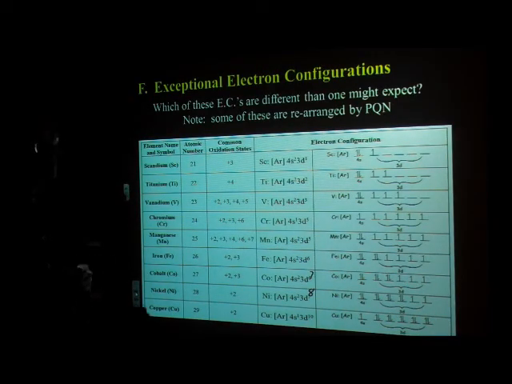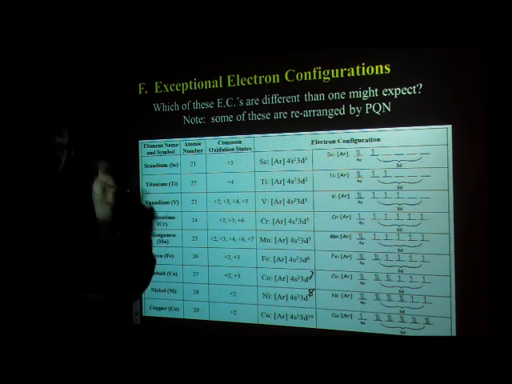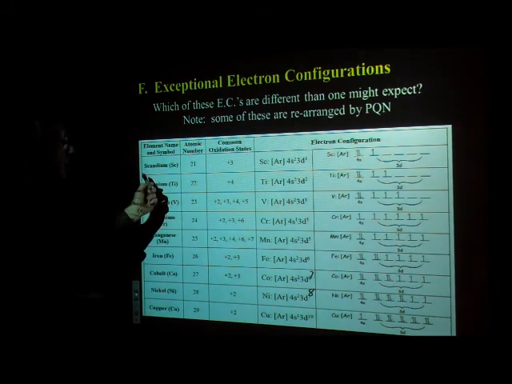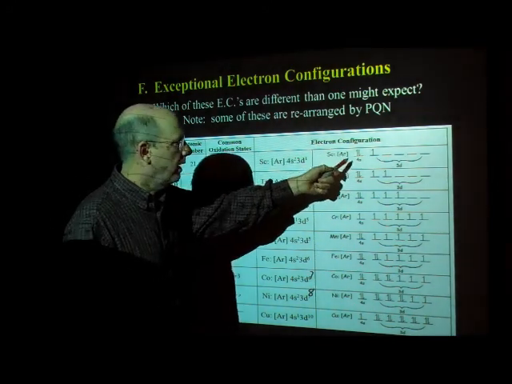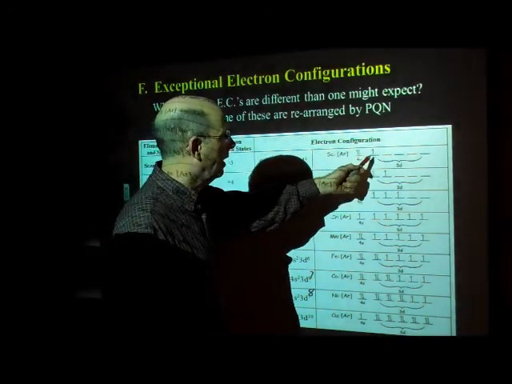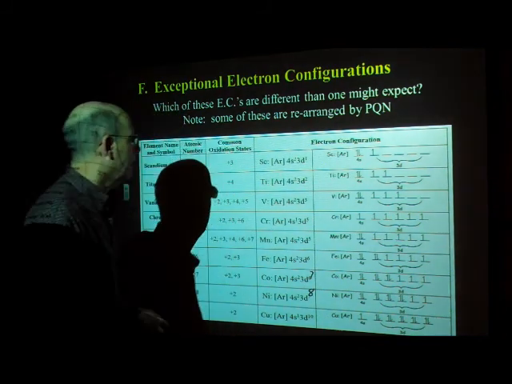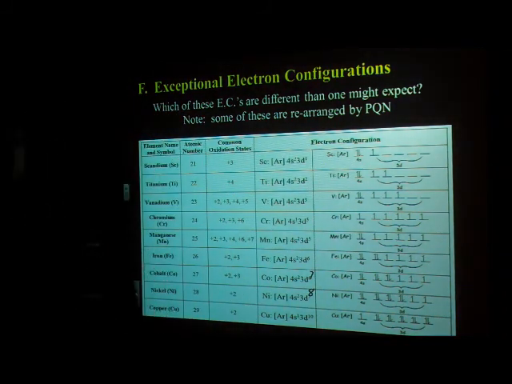What that means is sometimes atoms don't do what they're supposed to do. Scandium. Alright, scandium has an argon core, and it ends in 4s2 and 3d1. And is that what we would expect it to be? Sc ends in a 3d1. Yes, that's what we'd expect.